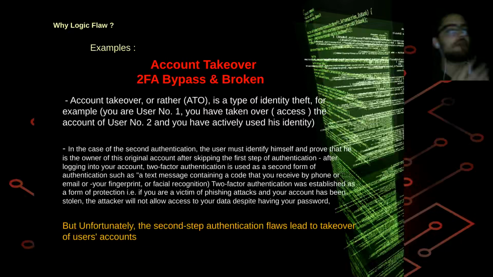So what does two-factor authentication mean? In the case of the second authentication, the user must identify himself and prove that he is the owner of the original account, after passing the first step of authentication. After logging into your account, two-factor authentication is used as a second form of authentication, like a text message containing a code that you receive by phone or email, your fingerprint or facial recognition.